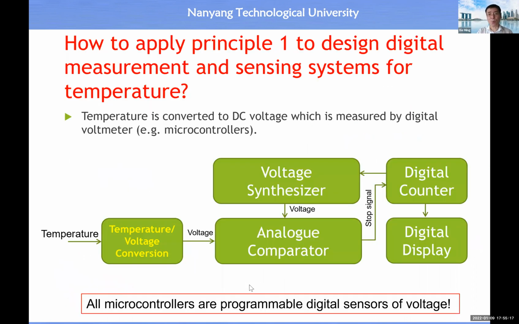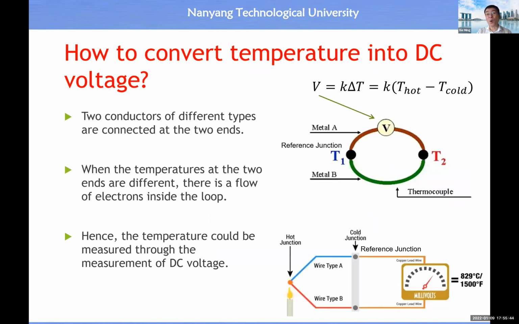So how do we apply principle one to guide the design of a measurement and sensing system for temperature? The idea is to convert temperature directly into DC voltage. Then we make use of a microcontroller, because we know that all microcontrollers are programmable digital sensors of voltage. Then how to implement this additional module? The answer is to use a thermocouple. The thermocouple will provide a voltage, and the output voltage is a function of the temperature difference between the two junctions.